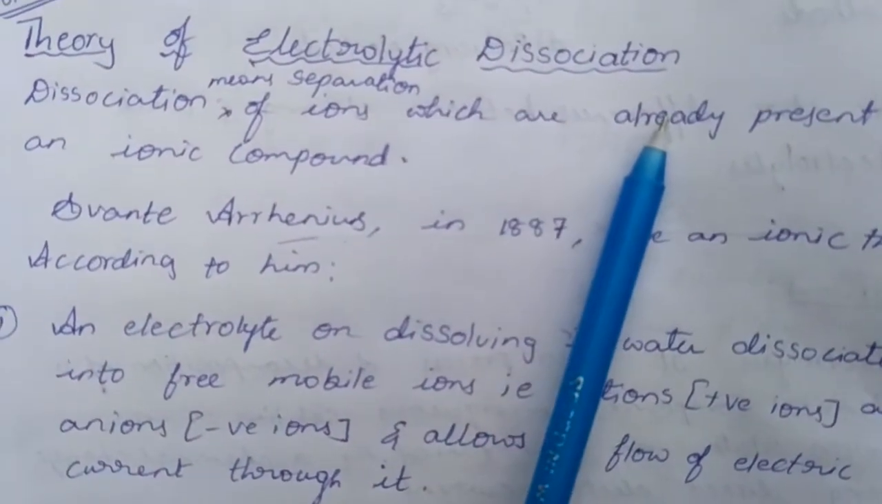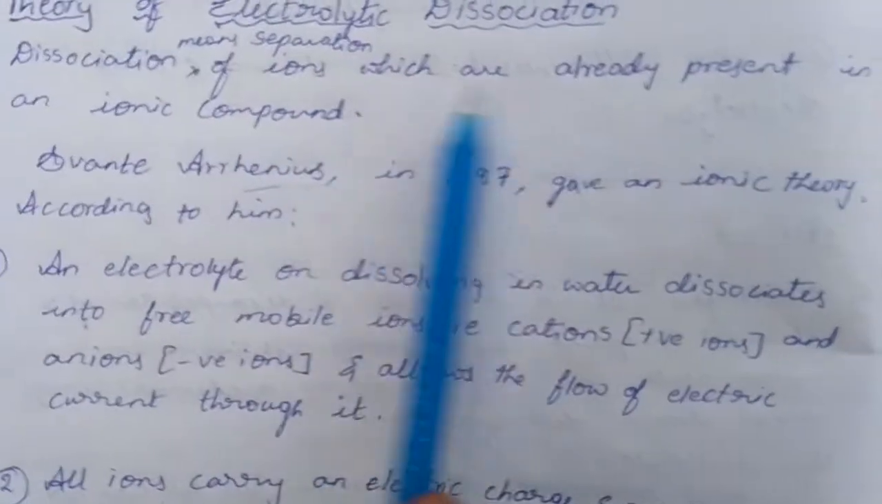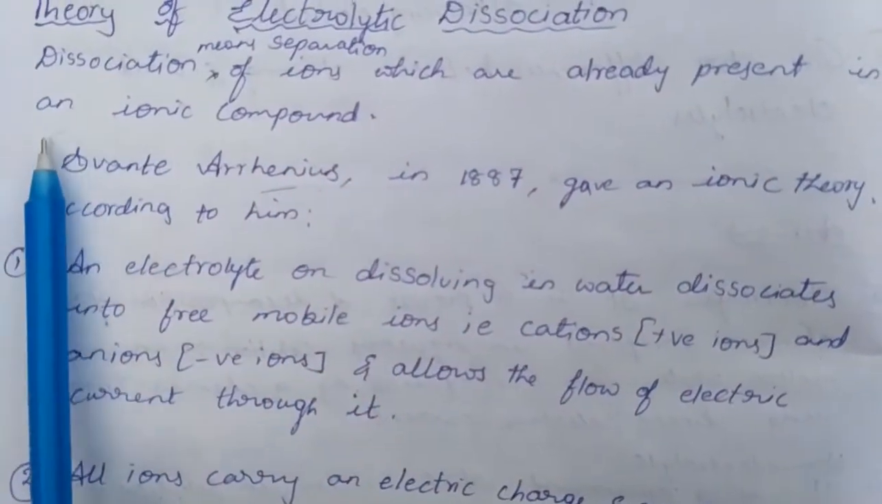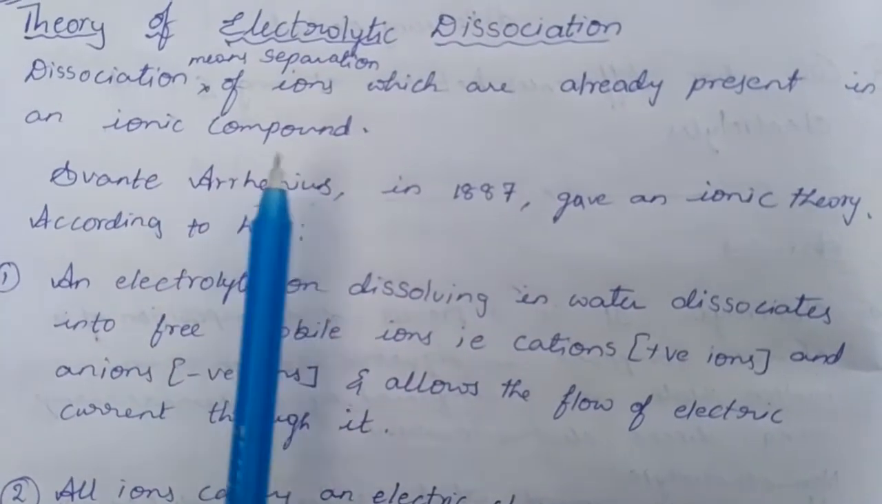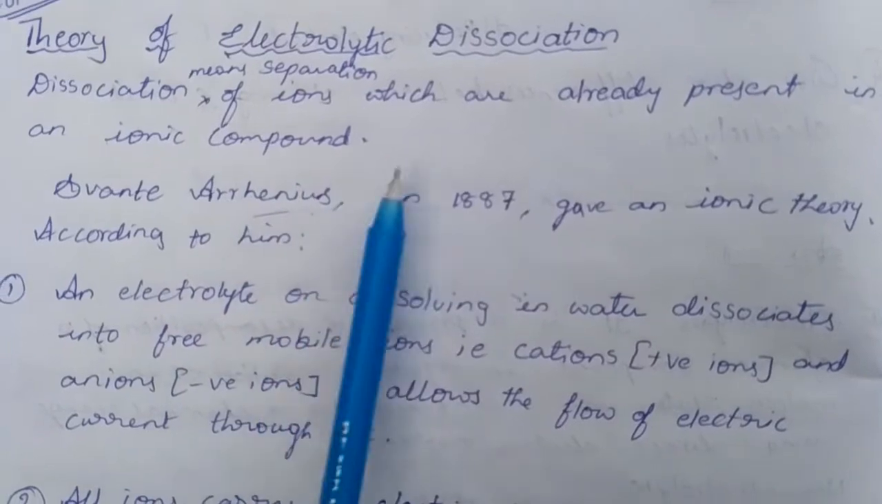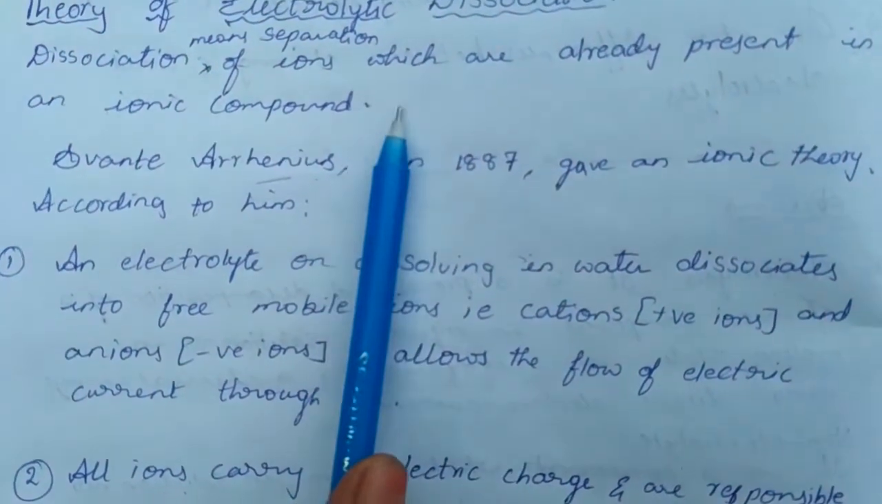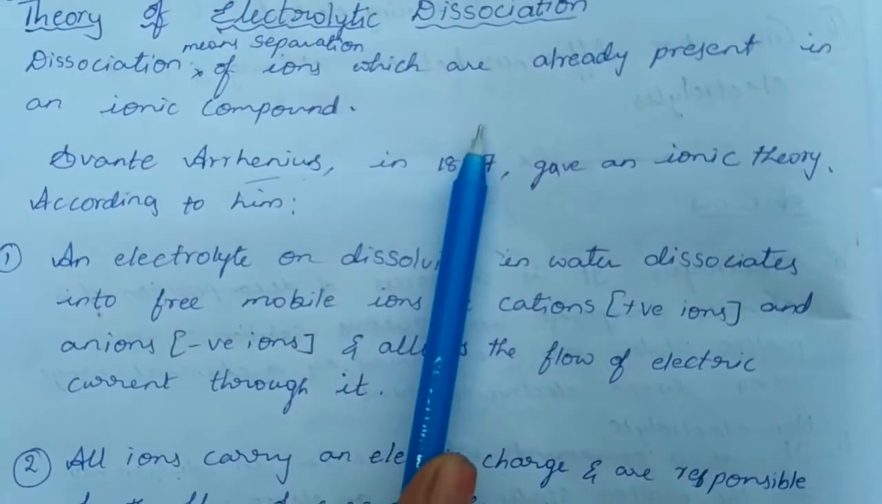What is dissociation? Dissociation means separation of ions which are already present in an ionic compound. What is an example of an ionic compound? One example is sodium chloride. It contains positive as well as negative ions.